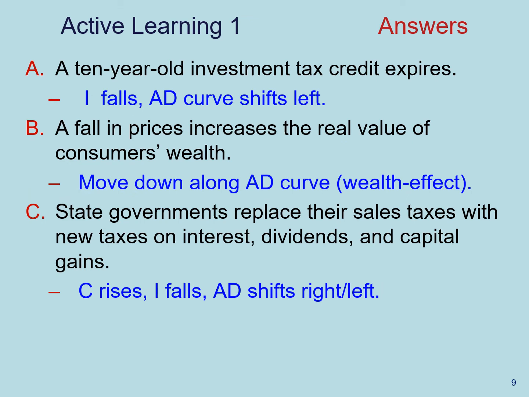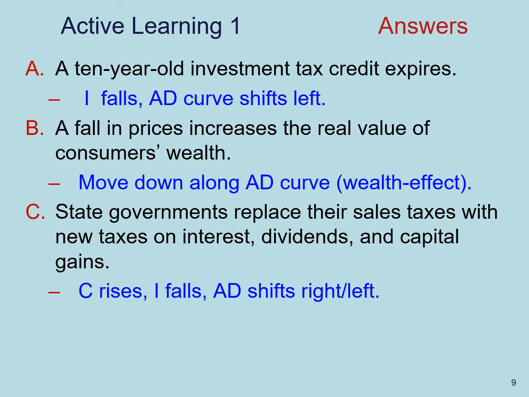All right, thank you for your answers. Let's think about the solutions. For scenario A, a 10-year-old investment tax credit expires. We have to think about what an investment tax credit means. An investment tax credit encourages investment in a particular area of the economy. So when that expires, the after-tax return of whatever investment has decreased and is no longer as attractive as it was before. We expect that to reduce the amount of investment in this particular area, shifting the aggregate demand curve to the left.